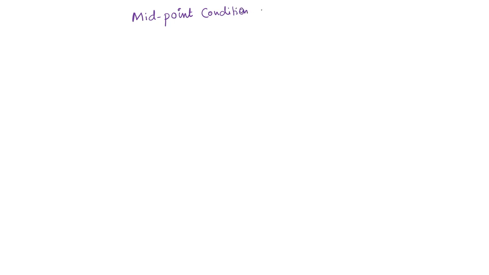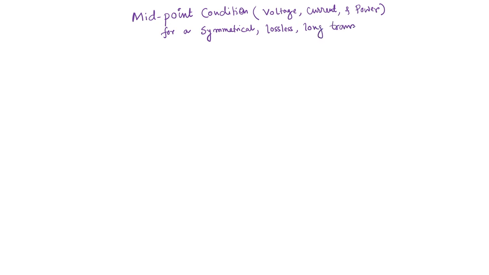Midpoint condition. It means the midpoint voltage, current, and power, meaning both active and reactive power, for a symmetrical lossless long transmission line. Okay. So, this is what we will discuss today.